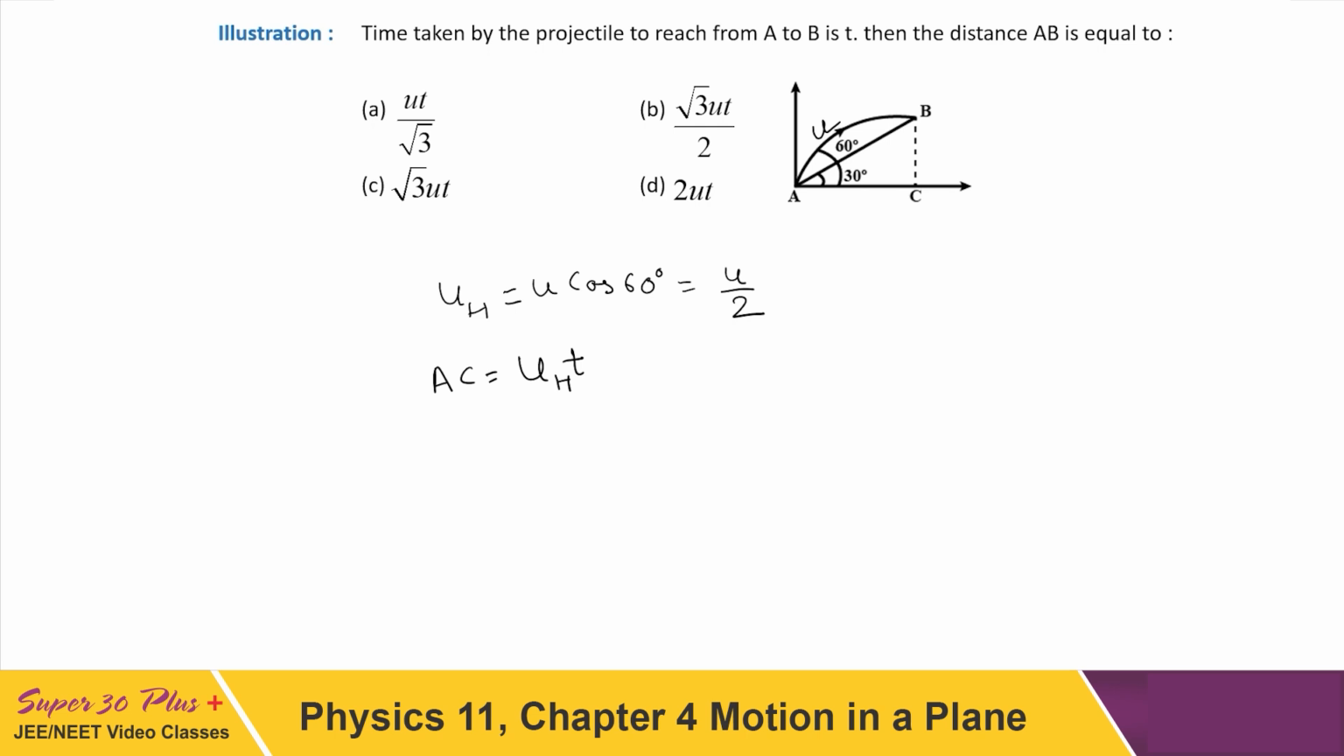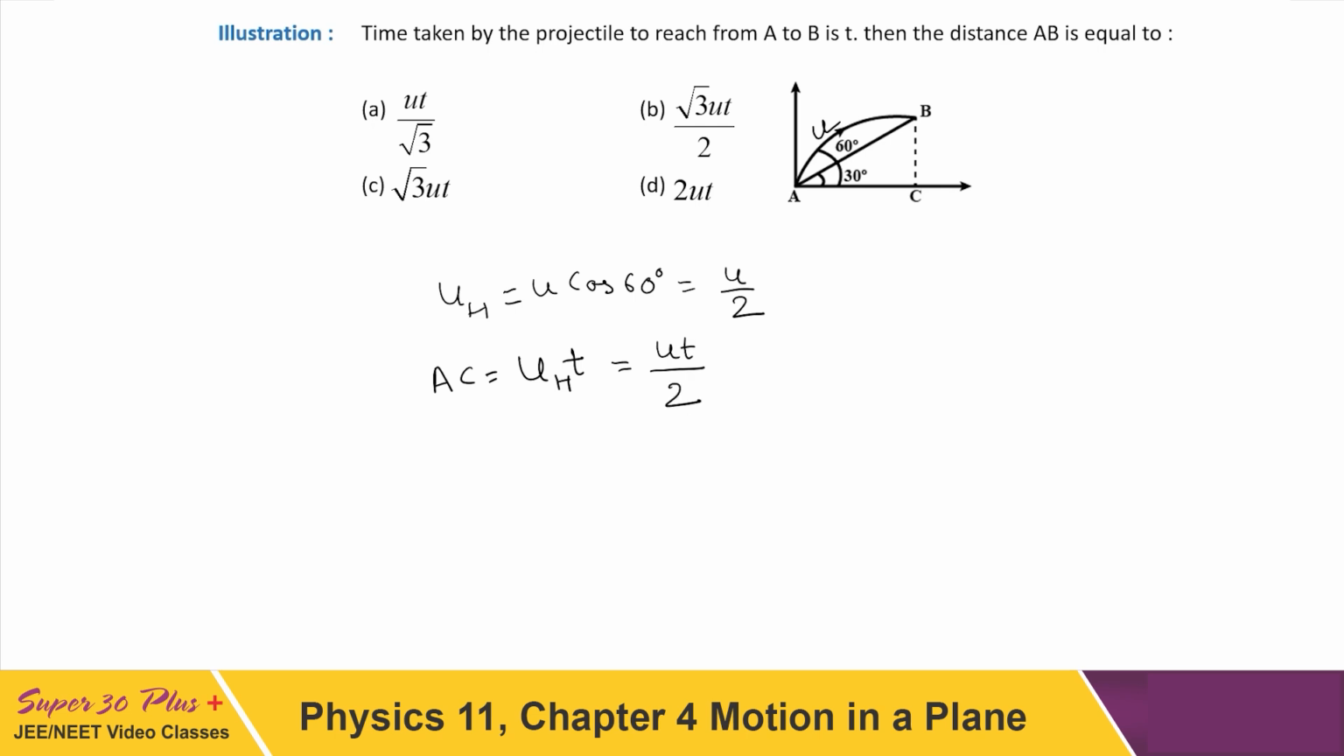As there is no acceleration in the horizontal direction, there is no need to write the acceleration term. Simply, it will be the horizontal component of velocity multiplied by time. On substituting the value of EH, it will be equal to UT upon 2.